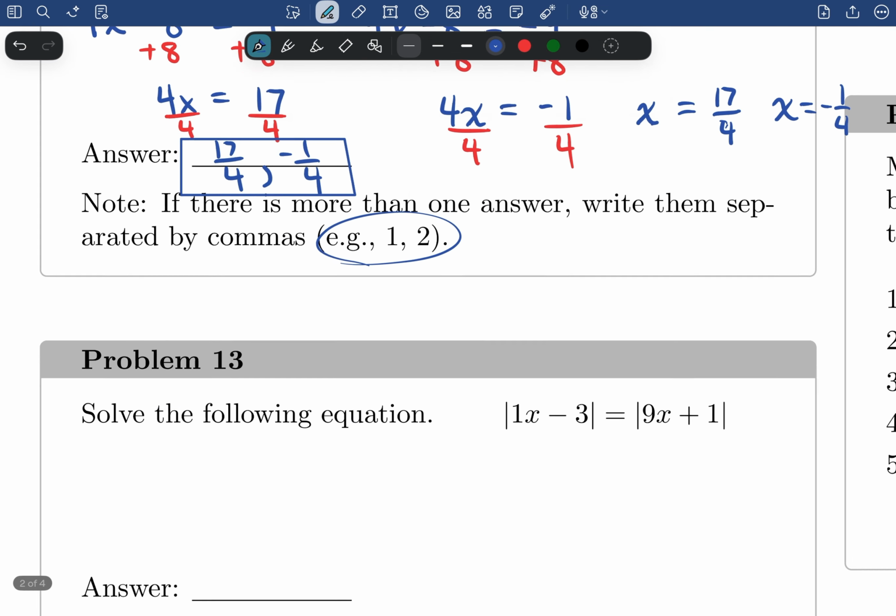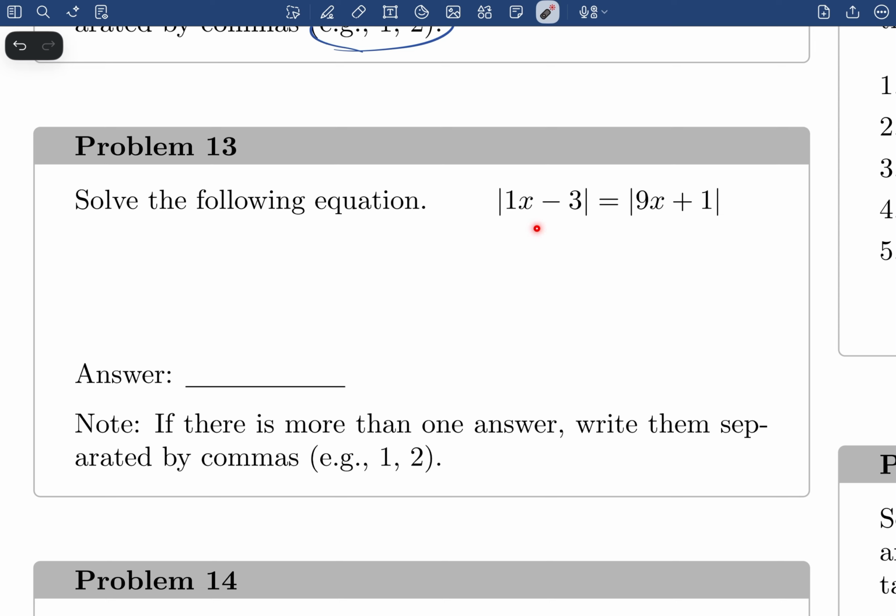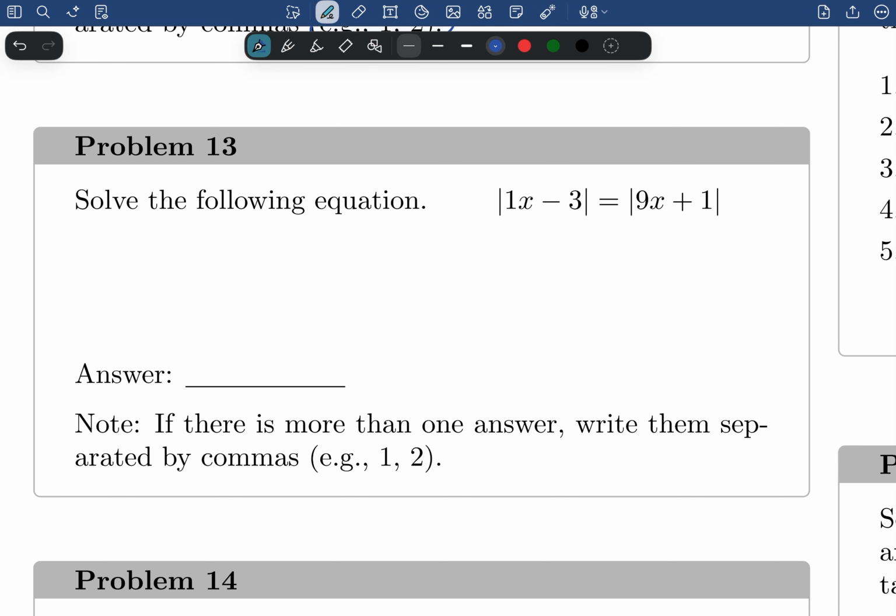Moving forward, problem 13. Solve the following equation: the absolute value of x minus 3 equals the absolute value of 9x plus 1. Looking back in your 2.7 notes, there was a definition of how to handle it when you have the absolute value of something equals the absolute value of something. Let me show you how it works.